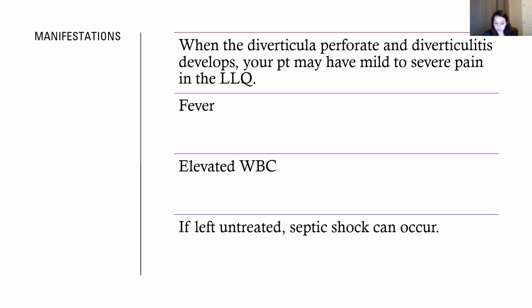Also, we need to watch for intestinal obstruction because with repeated inflammation, the lumen of the colon narrows, so the inside of it gets smaller, and so obstruction can occur. So we need to watch for signs like abdominal distension, nausea, and vomiting.